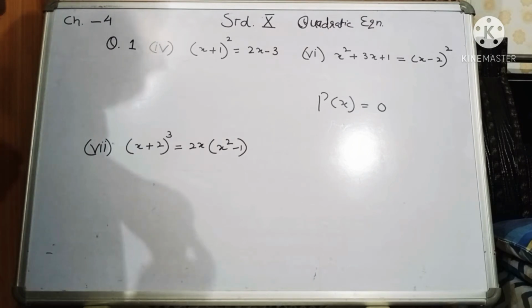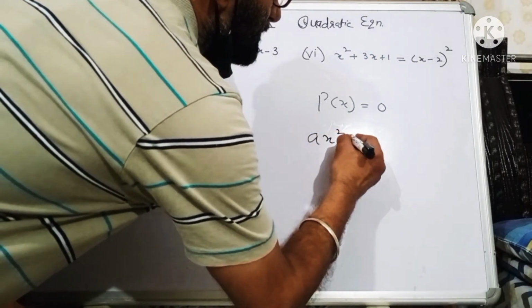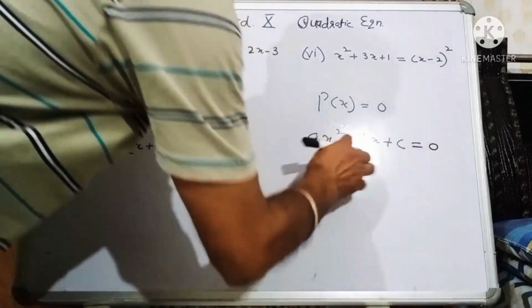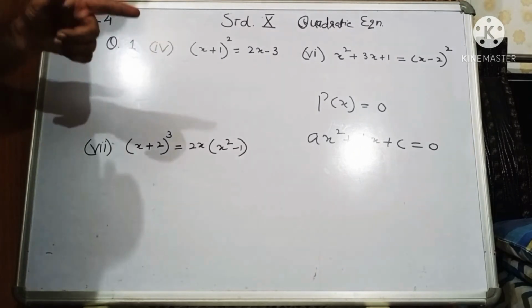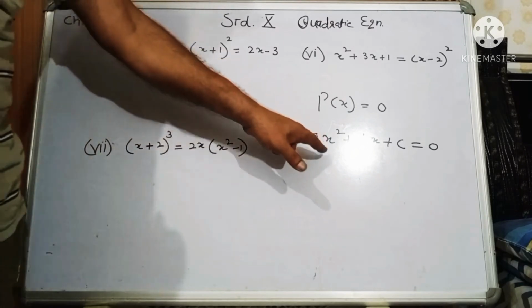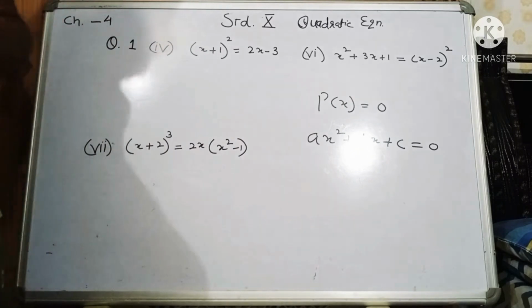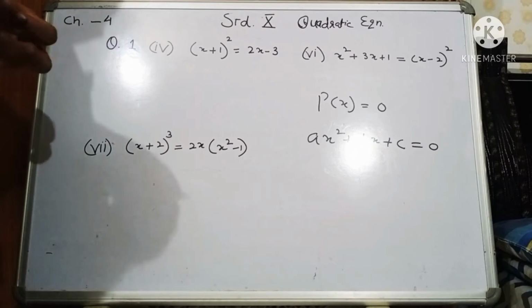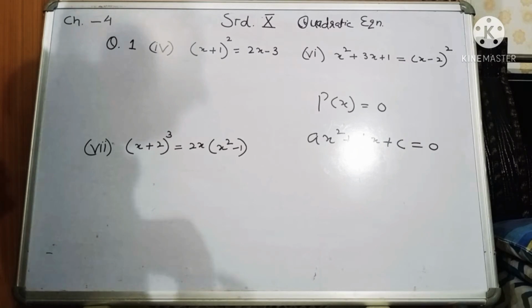Now the standard form of the quadratic equation is ax square plus bx plus c is equal to 0, where a, b and c are real numbers and the condition is a is not equal to 0. That means the term containing x square should be there. Now in this exercise 4.1 we will check whether the given equations are quadratic or not.